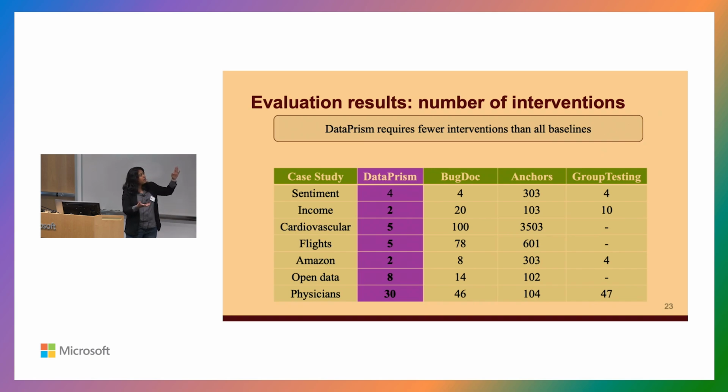And as you can see, Data Prism is our approach. It takes the fewest number of interventions compared to other state of the art. The absence of a value means it couldn't even find the cause; it gave a wrong result. And as you can see, the other approaches take way more interventions to drill down because they sometimes enumerate a lot of spurious causes that are not even related. So that's the summary of the results.